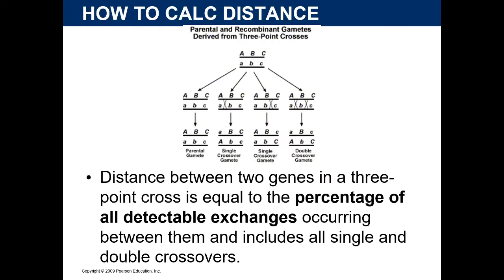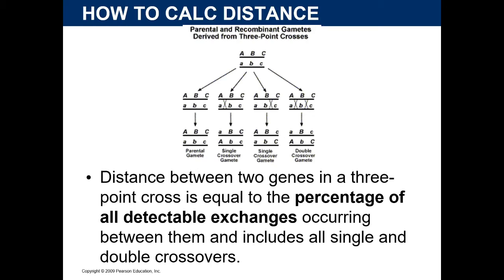So how do you calculate the distance between the alleles? The distance between two genes in the triple cross is equal to the percentage of all exchanges between them and includes all single and double crossovers. So if you can see this allele, big A, big B, big C, big A, big B, big C, that is parental, meaning that there is no crossover.